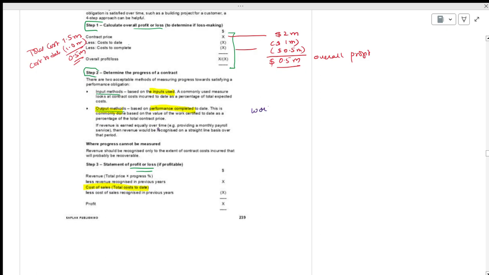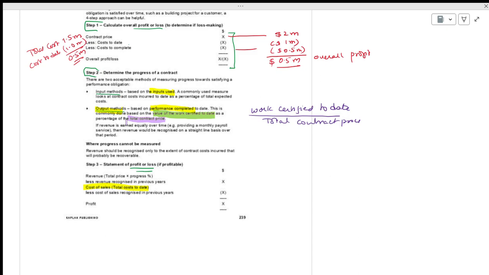Work certified to date as a percentage of what? As a percentage of the total contract price. From where did we get this formula? We got this formula from here: the value of work certified to date as a percentage of total contract price. Fine.